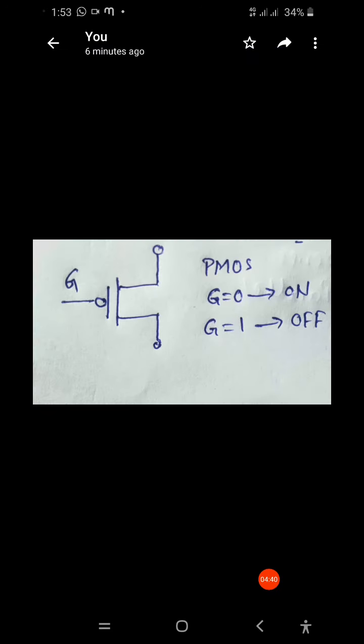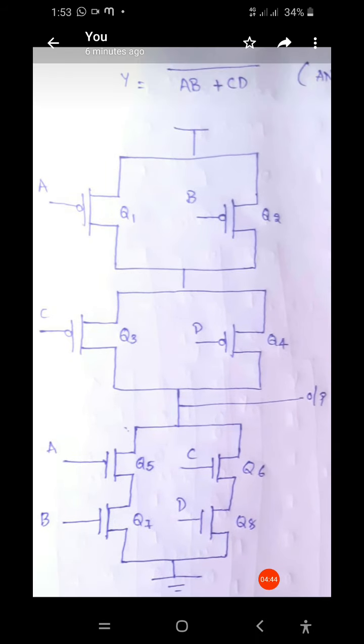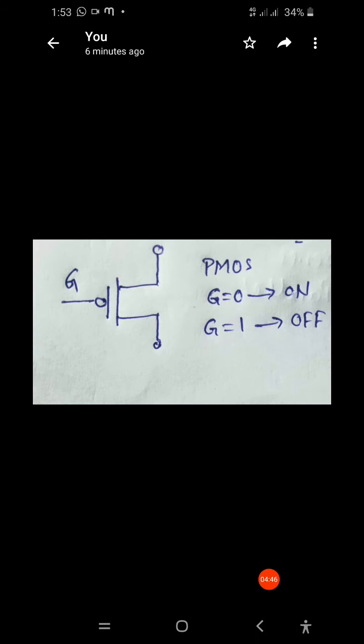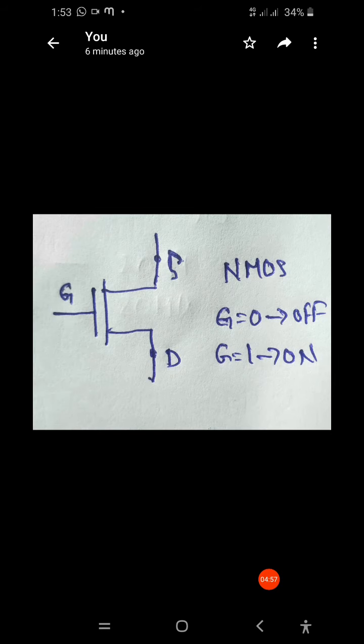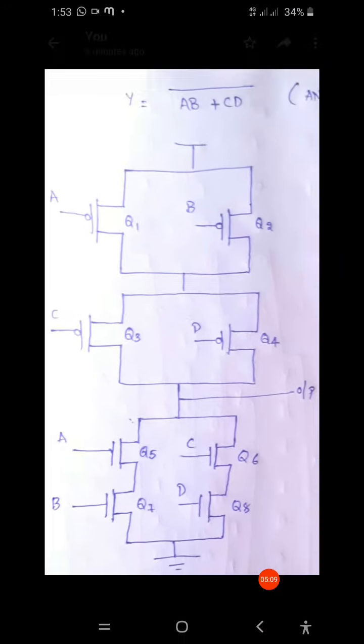To explain this entire circuit, I already told you; remember these points. For PMOS transistors, whenever we apply gate equal to 0, it is on, and whenever gate equal to 1, it will be off. Similarly for NMOS transistors, whenever we apply gate equal to 0, the NMOS transistor will be off, and when gate equal to 1, it will be on. Based on these two conditions, we can get the entire circuit operation.